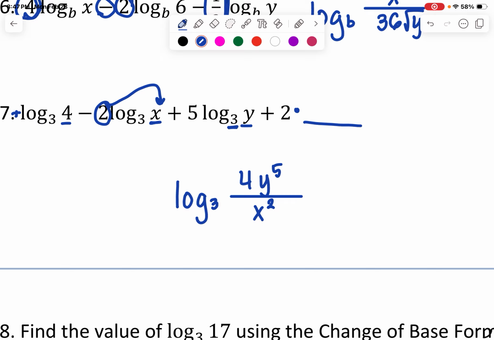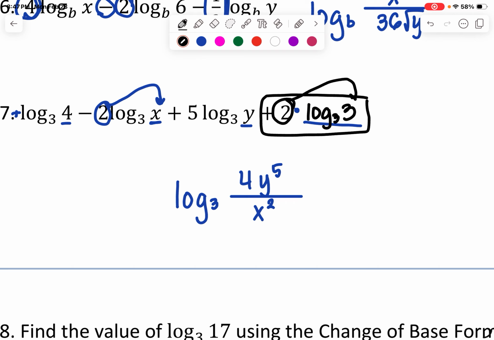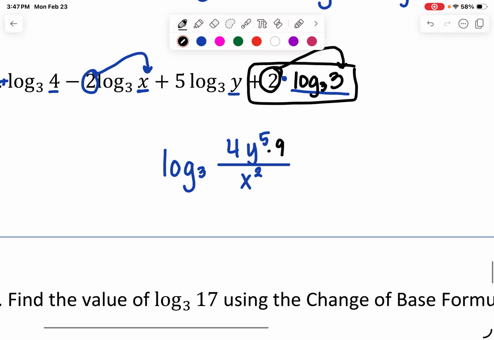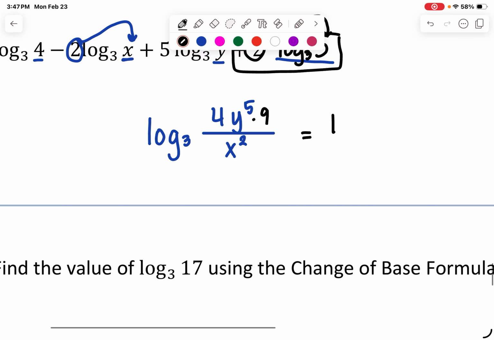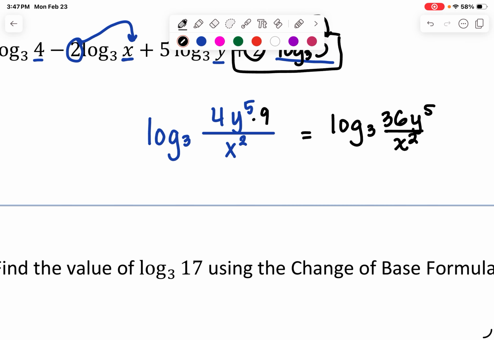I want to use log base 3 of 3 because the base is already 3 here. So we're going to write log base 3 of 3 right here. Okay? And now this is my positive log. So when I write the argument, it's going to go in the numerator. This is 3 squared, which is a 9. So there's a 9 going in the numerator. So times 9. And now I can clean that up. Because 4 times 9, I want to actually see what that is. So log base 3 of 36 y to the 5th over x squared.